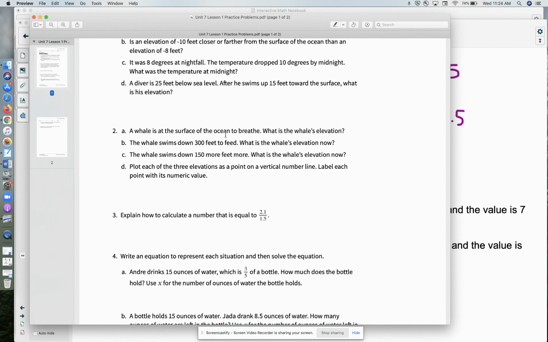And then on D, plot each of the 3 elevations. It has to be a vertical number line, so it has to go up and down. Okay? And make sure that you have -300 and -450.